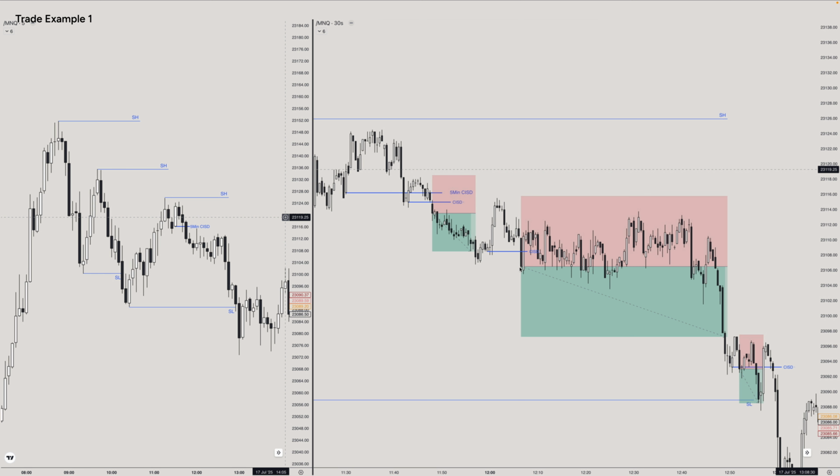until this bearish candle closes below the CISD line. As soon as this candle closes, that's your cue to enter the trade. You enter the trade here. You put your stop loss above the most recent 30-second swing high, which is here, and you measure out 1-to-1 risk to reward.